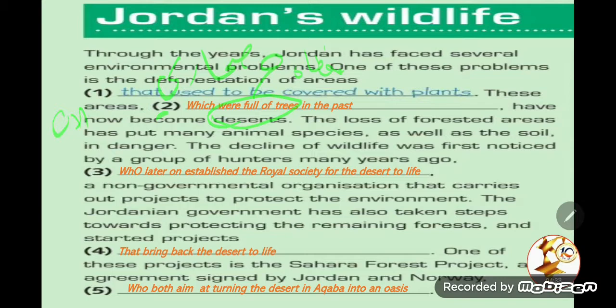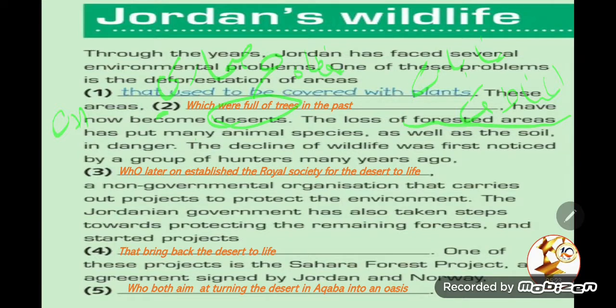إزالة الأشجار for logs for woods for building new houses for people for population بيكون بسبب هاي الأشياء. طيب the loss of forested areas has put many animal species as well as the soil in danger. شوف هون شو حكالنا. The loss of forested areas. Forested areas اللي هي إيش؟ مناطق الغابات. تمام؟ إذن الخسارة the loss خسارة المناطق اللي هي بتكون مليئة بالأشجار اللي هي الغابات.